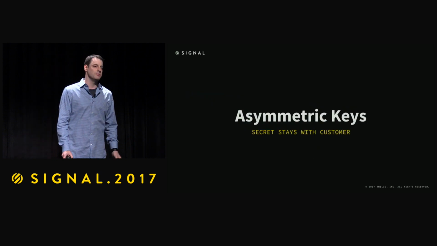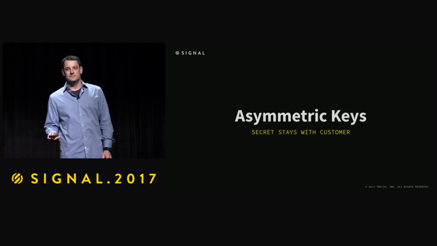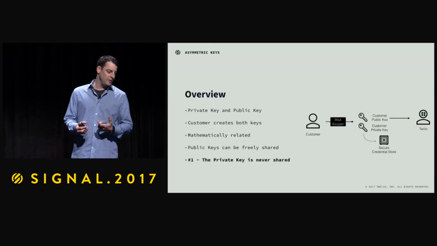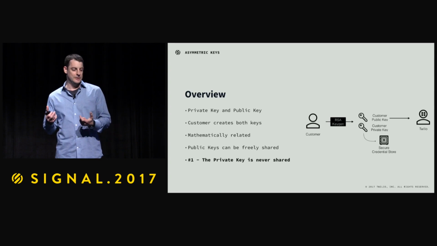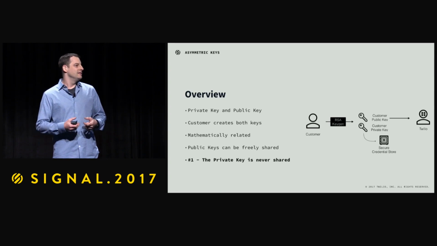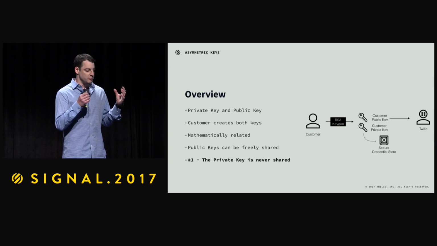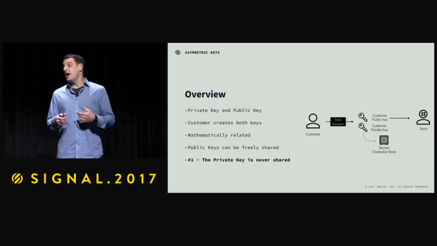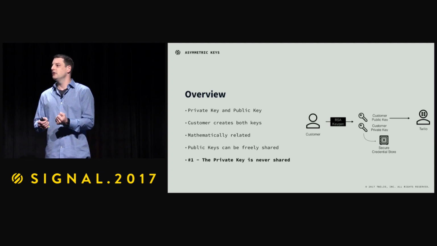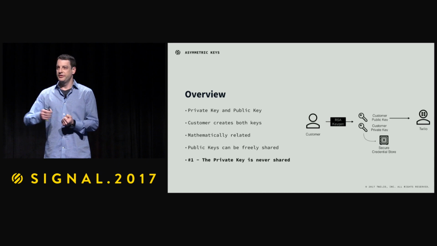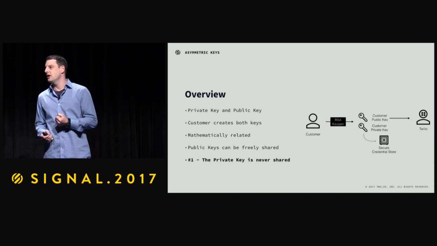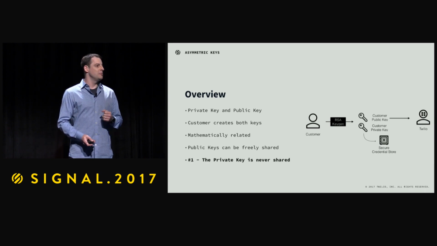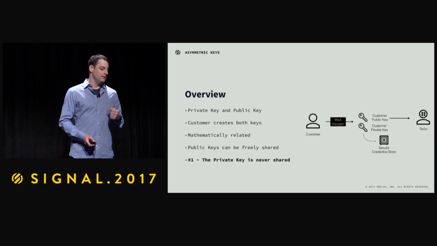Let's jump into the first one, asymmetric keys. So we already discussed asymmetric keys. At this point, we have a private key and a public key. And the customer is going to create both of those keys. That means they never need to be shared. They're mathematically related. And once created, the customer then can go ahead and share the public key with the party they're communicating with. In our case, it would be Twilio. So at that point, we pretty much accomplished the first goal. We never shared a key.